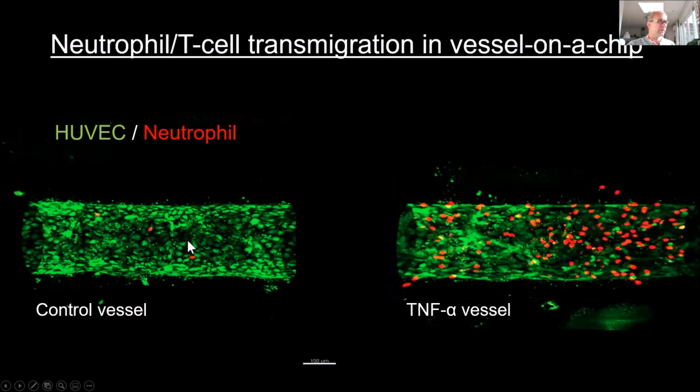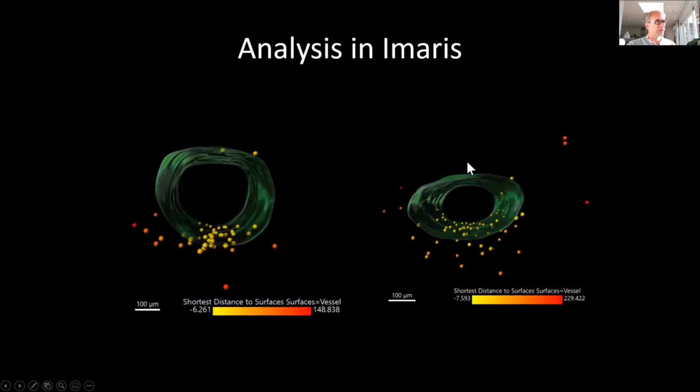When treating the vessels with TNF, we can show that the neutrophils start to transmigrate out of the vessel wall. And they can even respond to chemokines. If we add one chemokine to one outlet and not to the other, they really respond to the side where the chemokine is. So we can induce leukocyte transendothelial migration in these chips. We also did this for T cells, and it works quite well, I have to say.